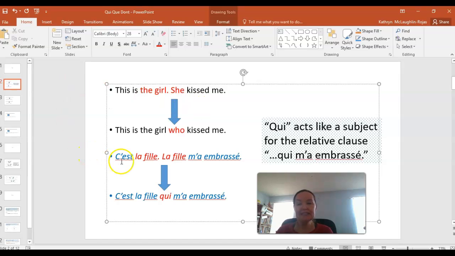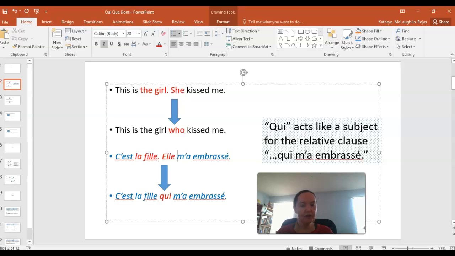Okay, I can see the same thing with the French sentence. This is a translation of the English sentence above. C'est la fille. This is the girl. La fille m'a embrassé. The girl kissed me. Again, in French, I wouldn't want to repeat these two words. C'est la fille, la fille m'a embrassé, because it sounds repetitive. I could replace this with elle, but I think I can still combine these into something else. C'est la fille qui m'a embrassé.